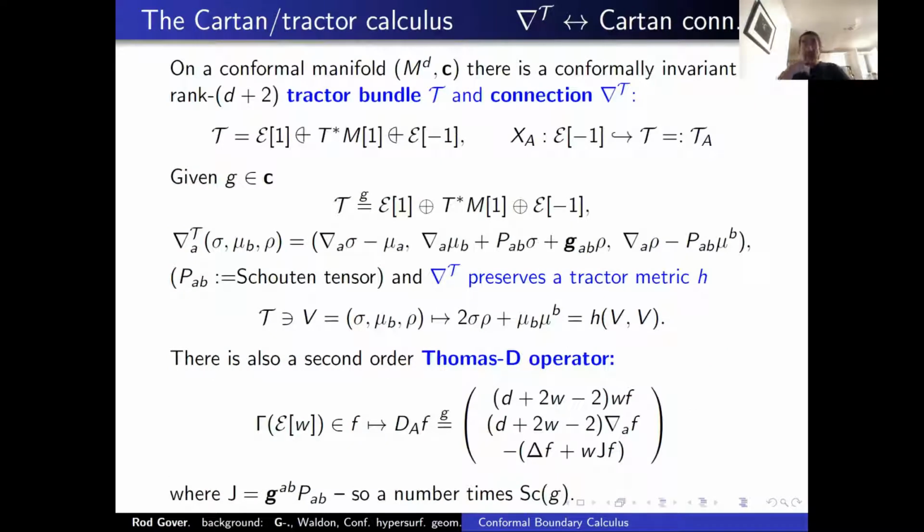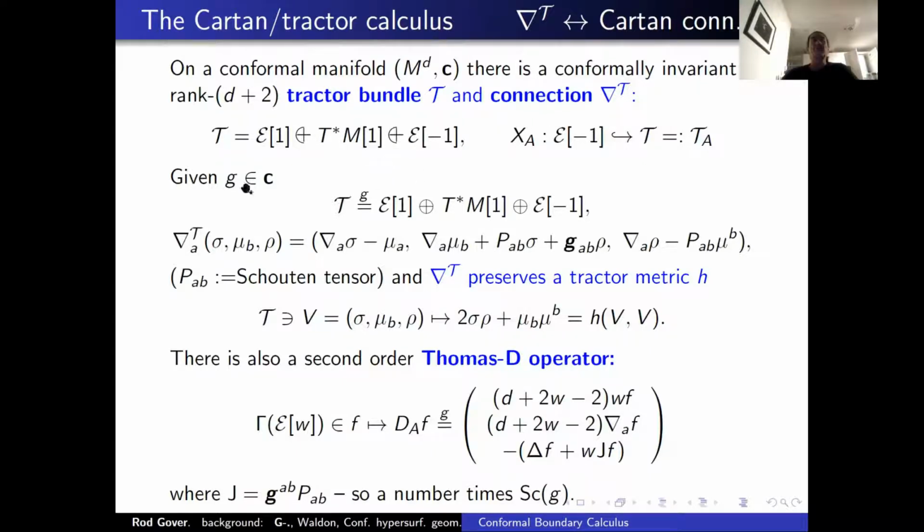Okay, now we're going to use the tractor connection to help understand these things, and that's not surprising. So the tractor connection has been mentioned in several talks. It's the sort of induced bundle version of the Cartan connection. And the usual way I introduce it is I say that on a conformal manifold, you don't have a conformally invariant connection on the tangent bundle, but you do on a slightly higher rank bundle, and that's the tractor bundle.